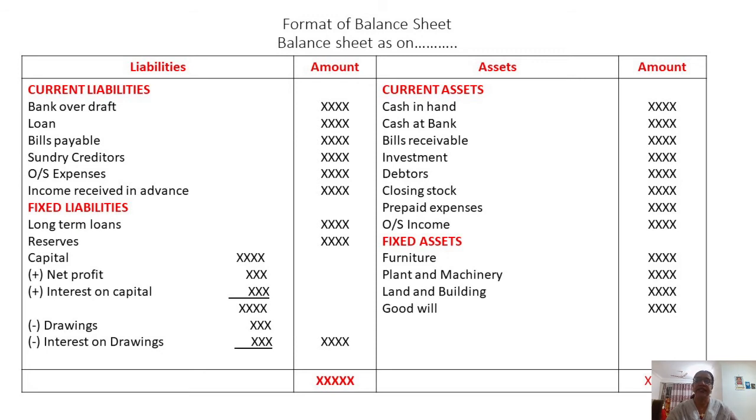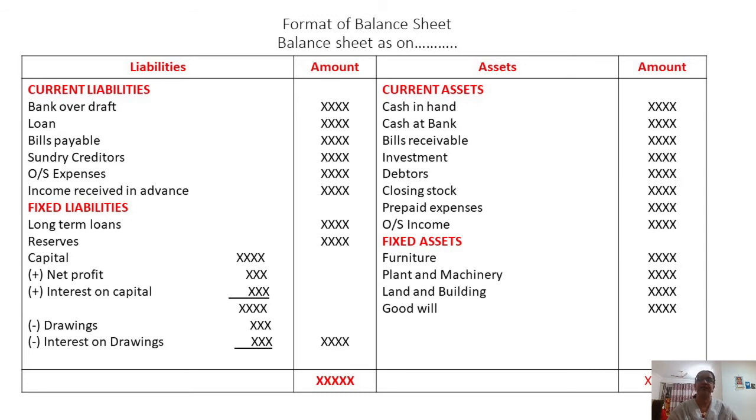Then sundry creditors. Creditors means the person who has given finance to your business, who has given money to your business. Anybody who gives money is called a creditor, and you need to pay his loan along with interest. Then outstanding expenses. Outstanding means due. Any expenditure due is a liability because you need to pay that expenditure. Anything payable is a liability.